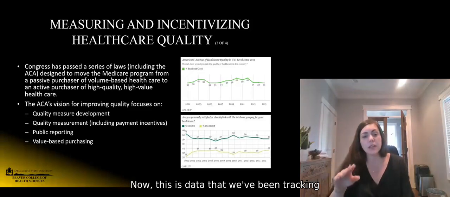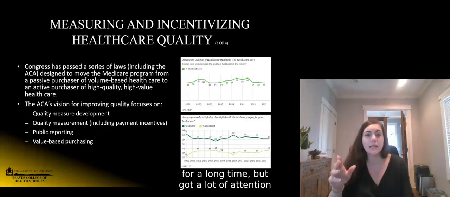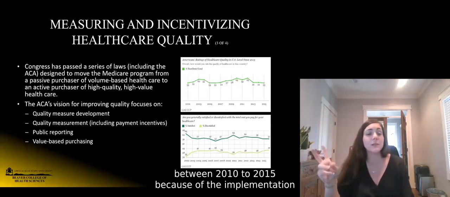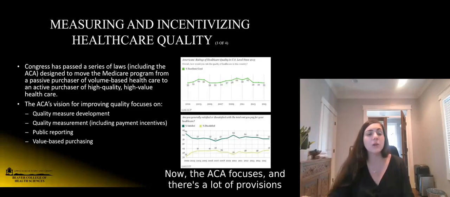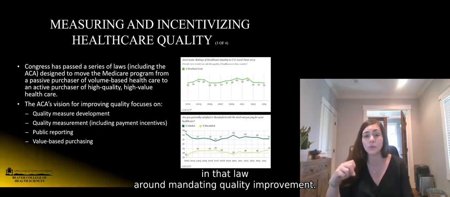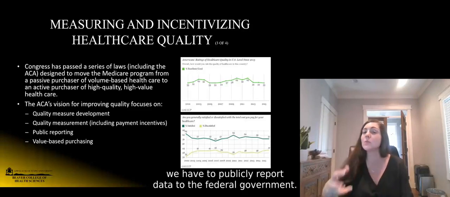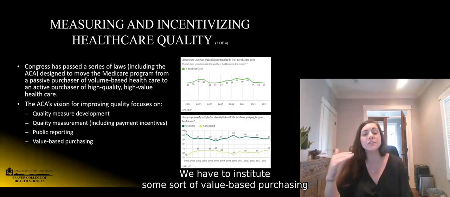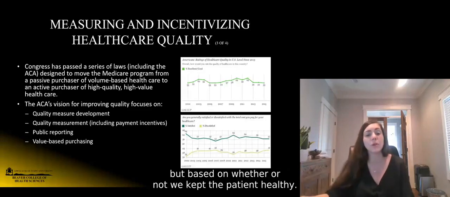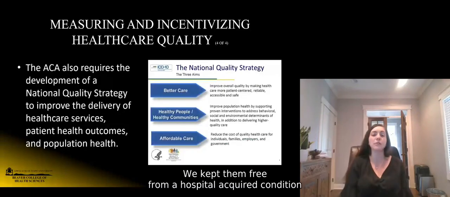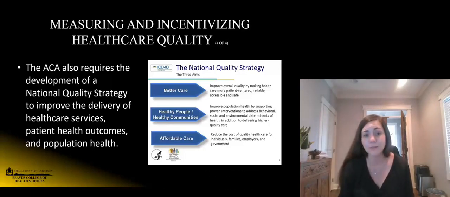Now, this is data that we've been tracking for a long time, but got a lot of attention between 2010 to 2015 because of the implementation of the ACA. And there was a lot of uproar there. Now, the ACA focuses, and there's a lot of provisions in that law around mandating quality improvement. So we have to fix processes. We have to publicly report data to the federal government. We have to institute some sort of value-based purchasing where we're getting paid as facilities based on care provided, not based on the service provided, but based on whether or not we kept the patient healthy, right? We kept them free from a hospital-acquired condition or an infection.